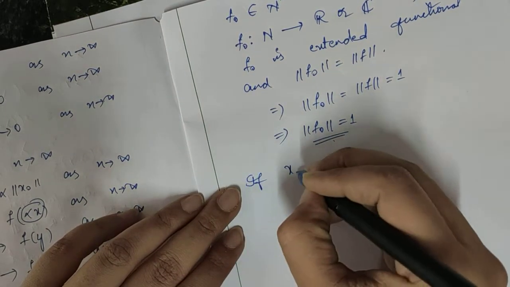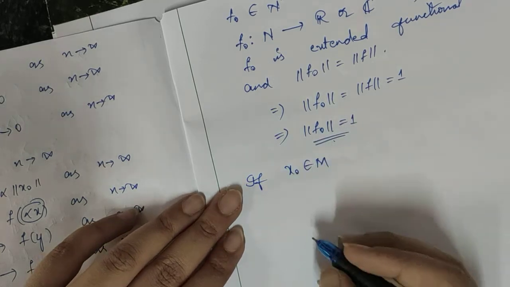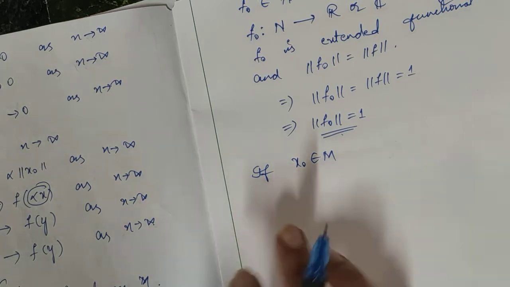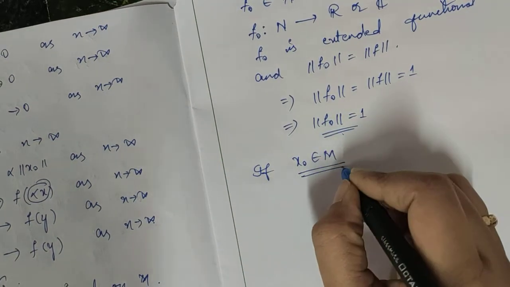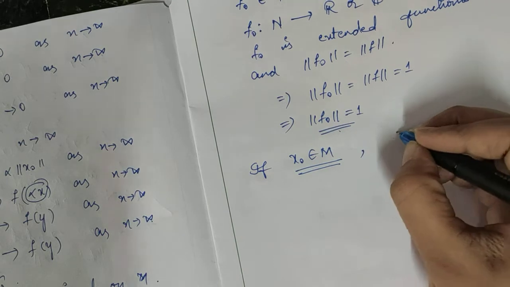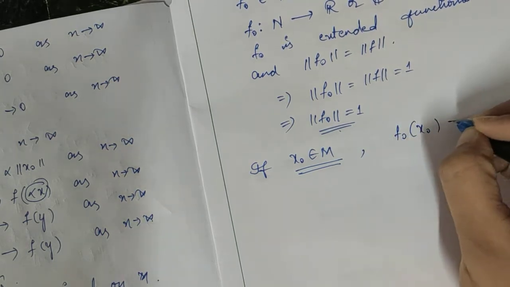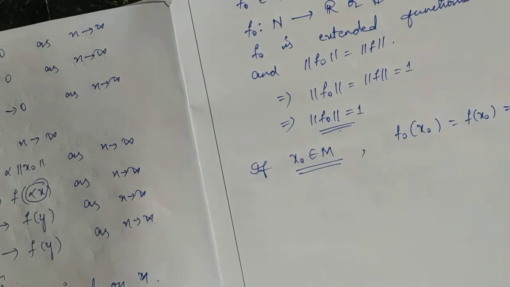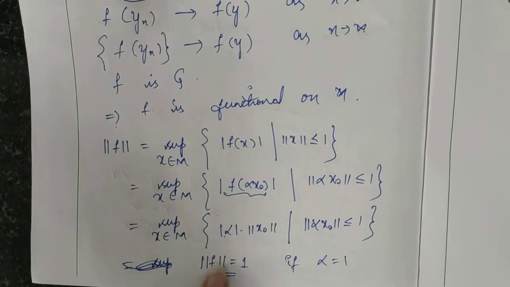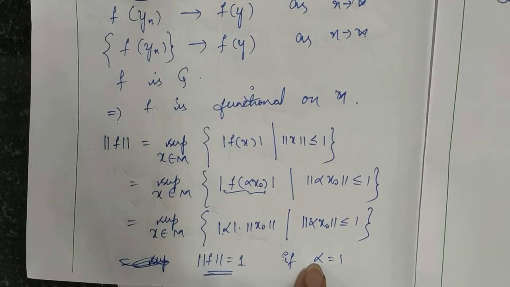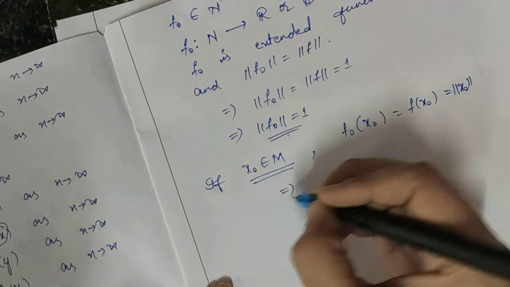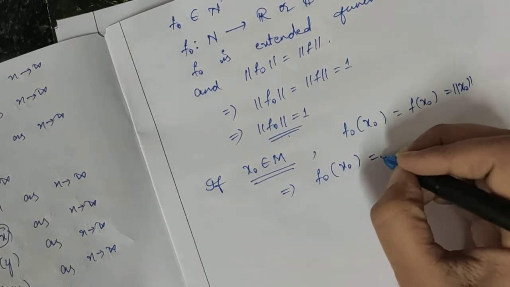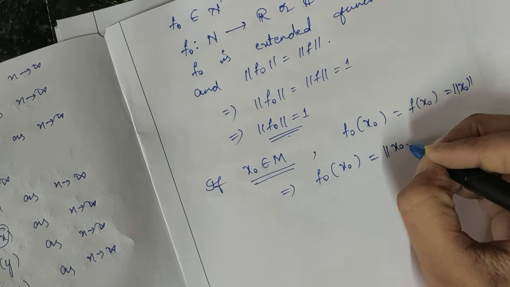If x naught belongs to M, we are taking one arbitrary point and considering that that point belongs to M. I can write f naught of x naught is equal to f of x naught, and that is equal to norm x naught. Why? Because we have taken the condition as alpha is equal to 1. So this implies f naught of x naught is equal to norm x naught.